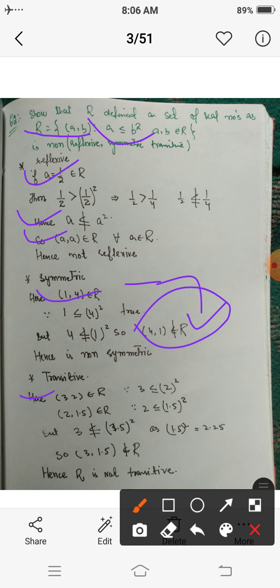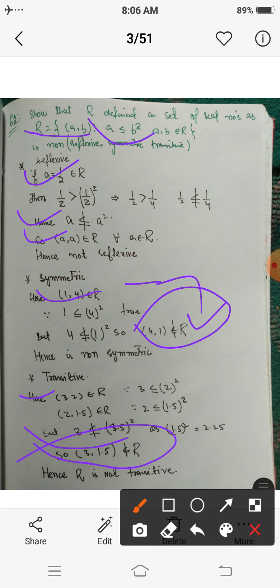So we have elements of the form (a, b) and (b, c). Now if it is transitive, then these elements should imply that (a, c), meaning (3, 1.5), should belong to R. Now if (3, 1.5) belongs to R, then 3 should be less than or equal to 1.5 squared, which implies that 3 should be less than or equal to 2.25, which is absurd. So 3 is not less than or equal to 1.5 squared. So (3, 1.5) does not belong to R.